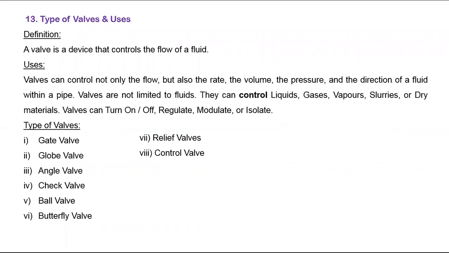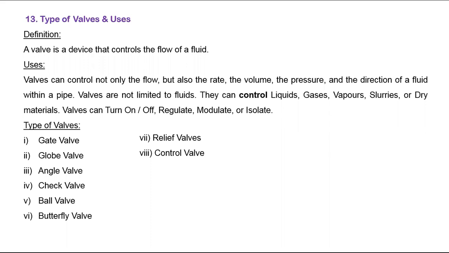Definition of valve. The valve is a device that controls the flow of a fluid. This is the definition for the valve. Uses. Valve can control not only the flow but also the rate, the volume, the pressure, and the direction of a fluid within the pipe. Valves are not limited to fluids. They can control liquids, gases, vapors, slurries, or dry materials. Valves can turn on, off, regulate, modulate, or isolate. Valve is not only used in fluid, it can be used with solid particles or slurry everywhere.